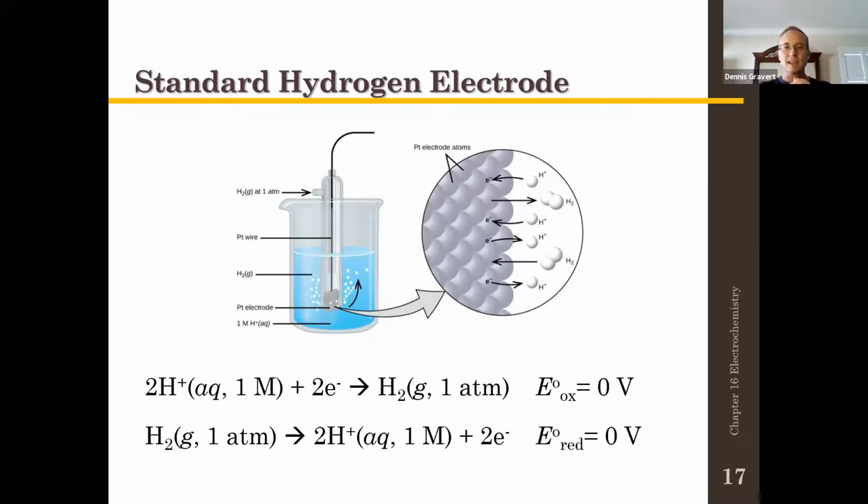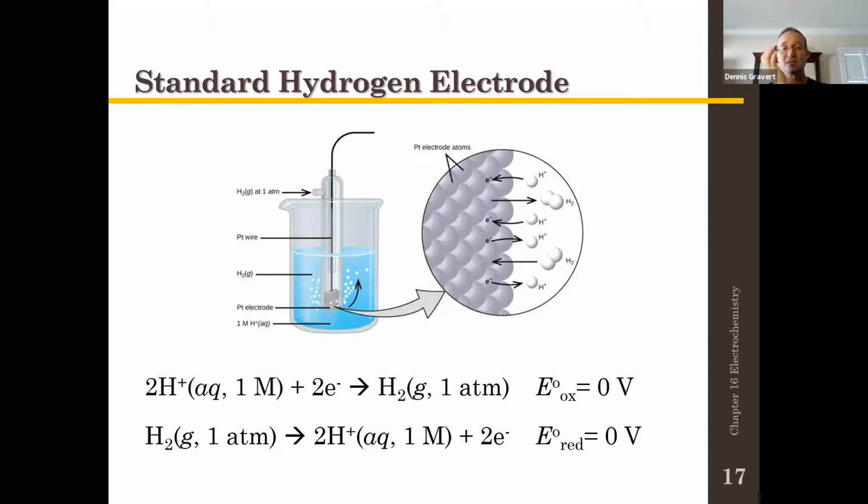Okay, so what we said is you can't measure one of them by itself. You need to connect it to something else. So arbitrarily, let's just assign hydrogen's half cell potential to be equal to 0 volts. It's very arbitrary, but it's convenient.